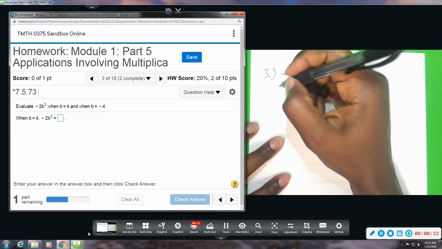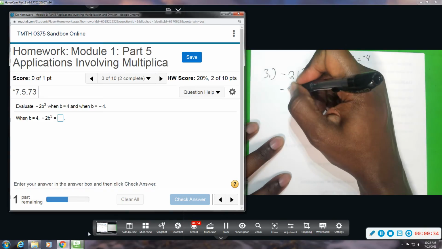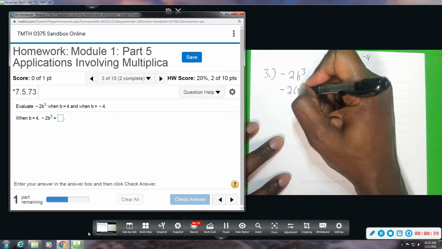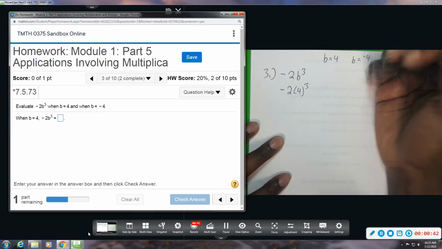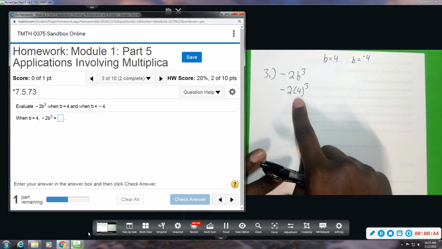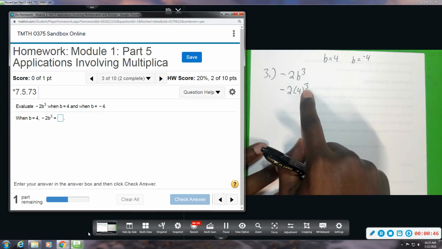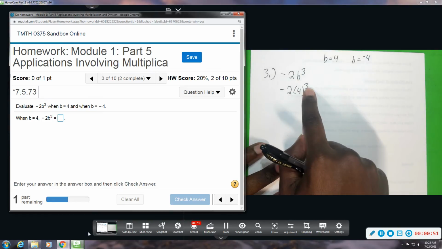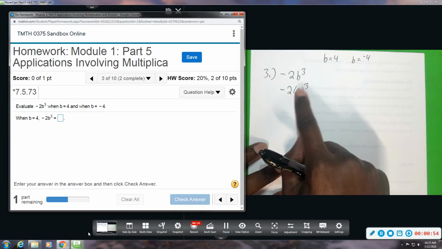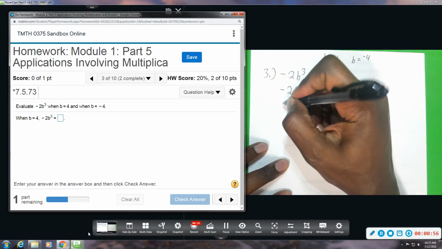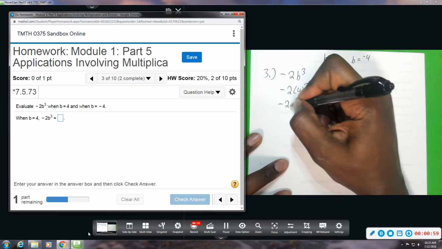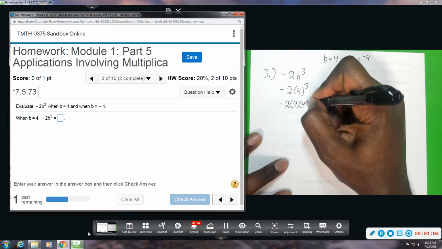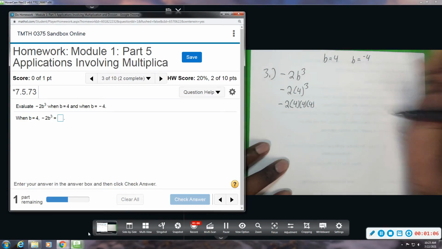Okay, so negative 2, we're going to replace b with a positive 4 raised to the third. I hadn't really talked about it, just assumed that we knew, but whenever you see an exponent, that means you're going to be multiplying this number by itself that many times. So I'm going to multiply 4 times 4 times 4, three 4s. I'm going to spell it out this time: negative 2 times 4 times 4 times 4.